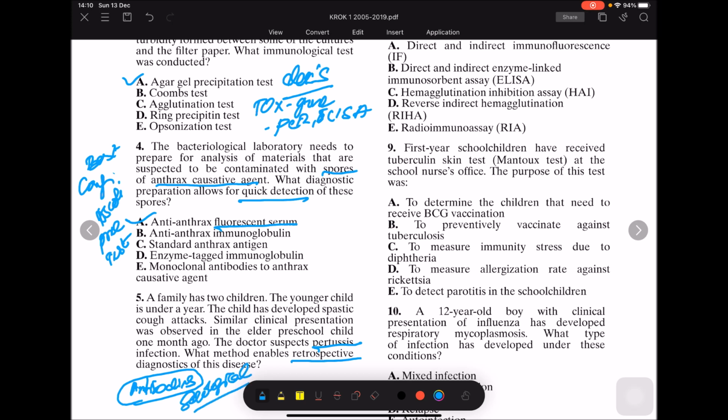For example, I had pertussis and it is cured. Now it is 1 month. If I am checking after 1 month, I will have antibodies in my body against this pertussis infection. So we call it a retrospective test, a serological examination. We check for antibodies against this pertussis infection.